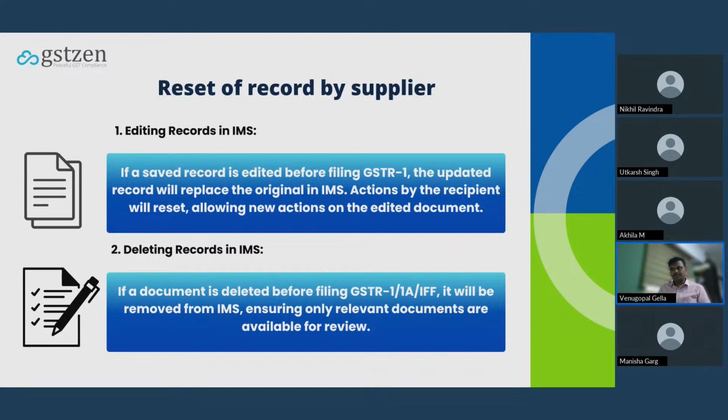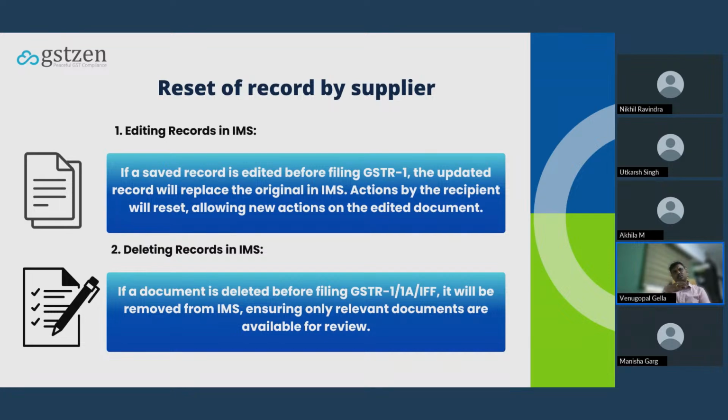A couple of points you should know. Now, I have taken the action called accept. You may ask, why is the refresh IMS button required? I have accepted the record. I am presuming that the credit would be available in 2B. But the supplier, even before he filed the record, has edited the record. The moment the record is edited by the supplier, my status is reset, and I have to match and accept it again.